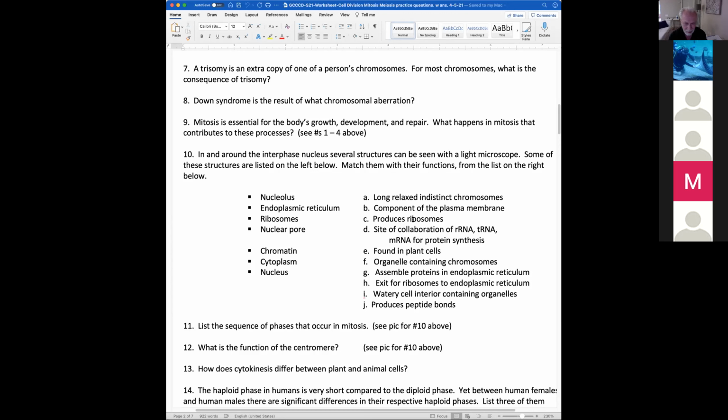By the way, this is Taylor. Is it G, assembles proteins in the endoplasmic reticulum? Yeah, I think that's probably the most accurate description of what ribosomes do. But if your view, as Ben says, is to produce peptide bonds, yes, ribosomes do contribute to the production of peptide bonds.